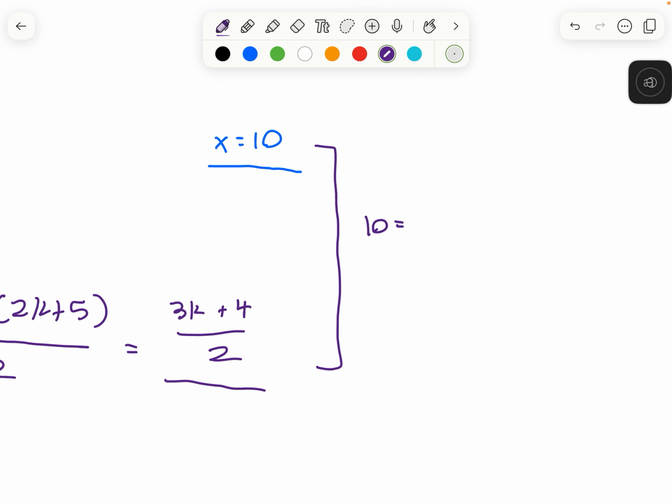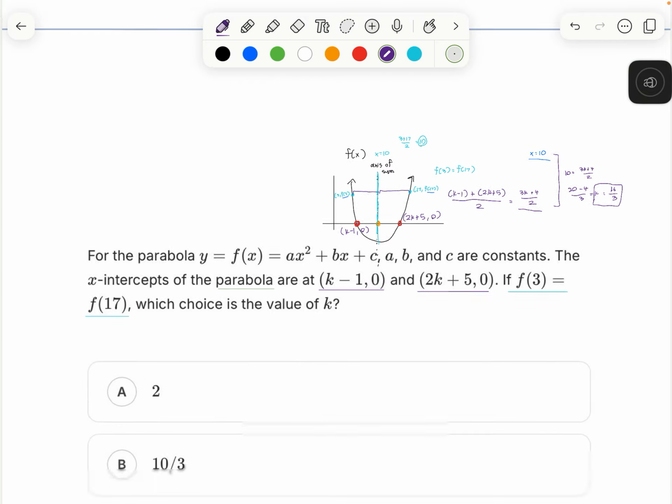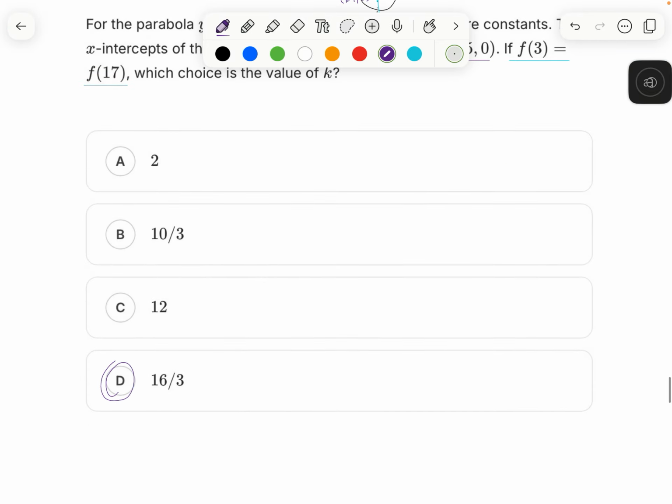Okay, 10 equals 3k plus 4 divided by 2, which is 20 minus 4 over 3 equals k, which equals 16 over 3. So k equals 16 over 3, and that matches with answer choice D.